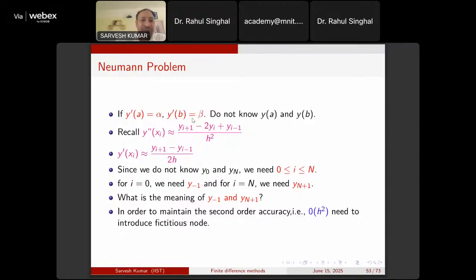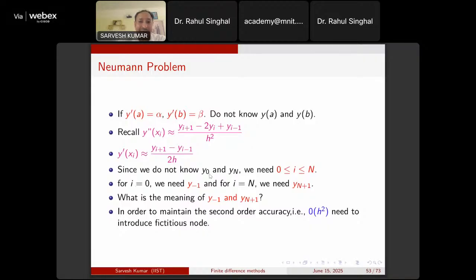If you recall, the double derivative is approximated by this, and the first derivative is approximated like this. Okay. Since we do not know y0 and yn, we have to start from 0 to n. Earlier we had 1 to n minus 1, since we knew the boundary nodes, right?